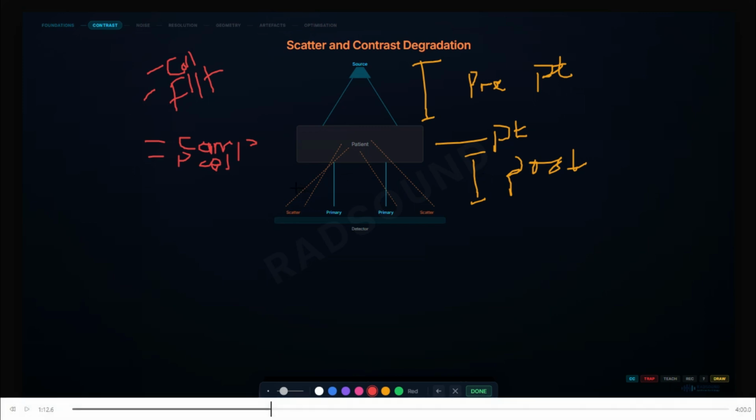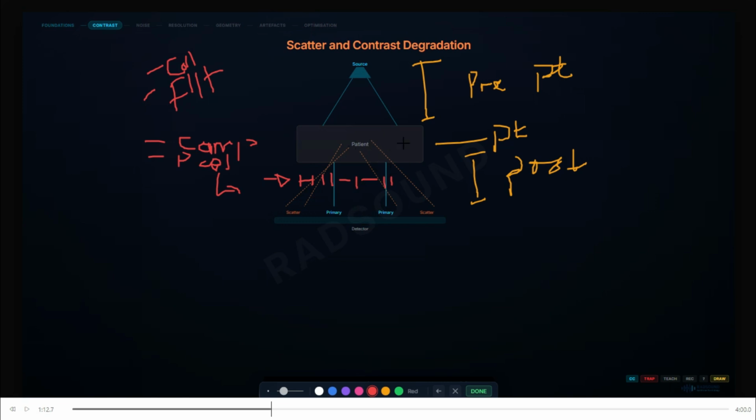We add a grid. A grid is something that we place between the patient and the detector, and we can have a focused grid, with spaces. The grid will allow the primary beam to pass while attenuating the secondary or scattered beam from passing.